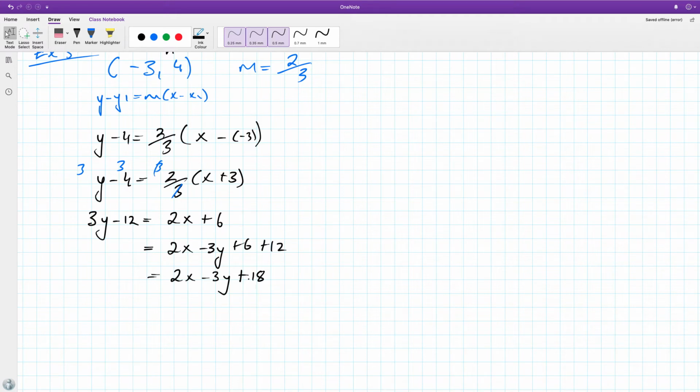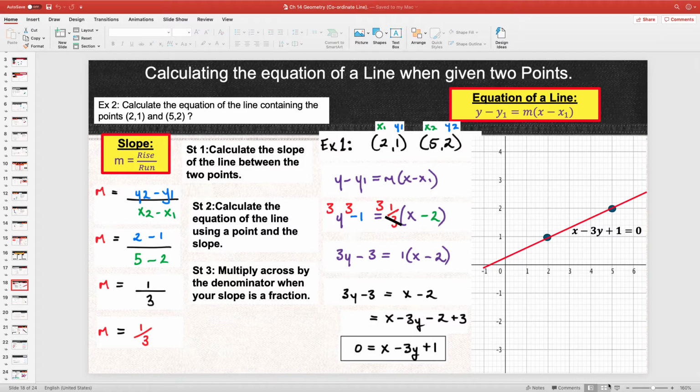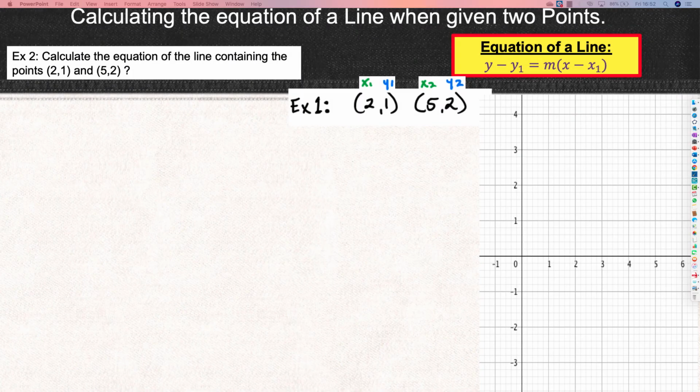Right, guys, so it could be given to us the following way as well, which is only slightly different. The first way we were shown, we were asked to calculate the equation of the line containing the points (2, 1) and (5, 2).